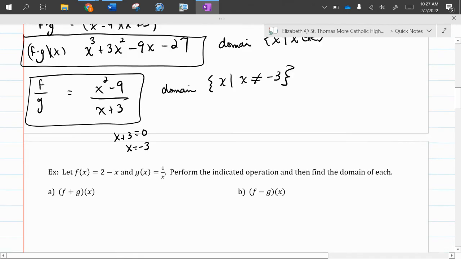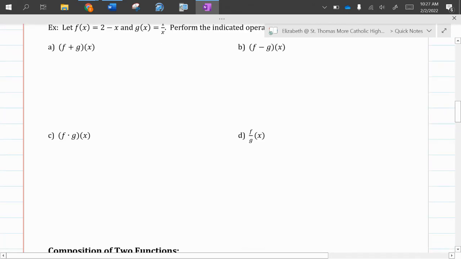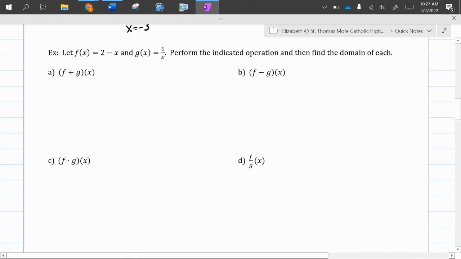All right, let's do another example. We'll do one more. Let f of x be 2 minus x, and let g of x be 1 over x. We're going to perform the indicated operation, and then we're going to find the domain. So the first thing we'll do is add. So we're going to add 2 minus x plus 1 over x, which we can go ahead and leave like this. We don't want to worry about simplifying too much just yet.